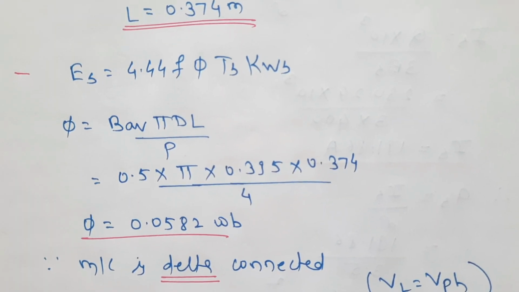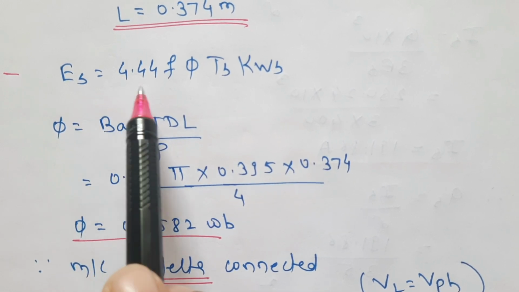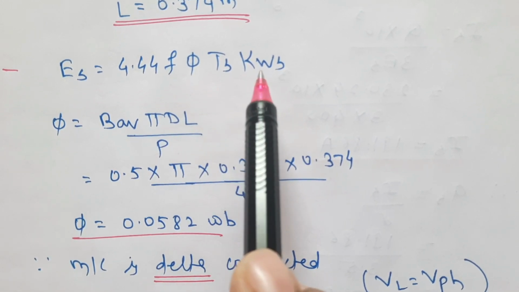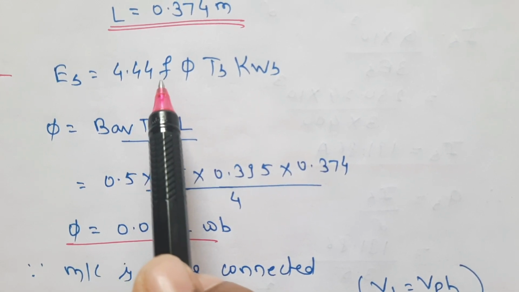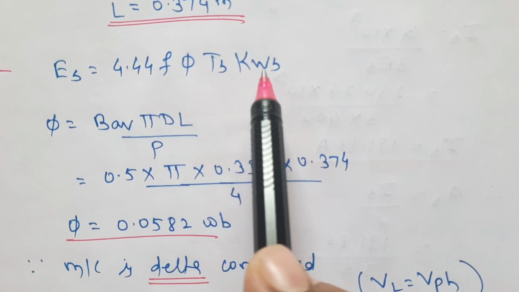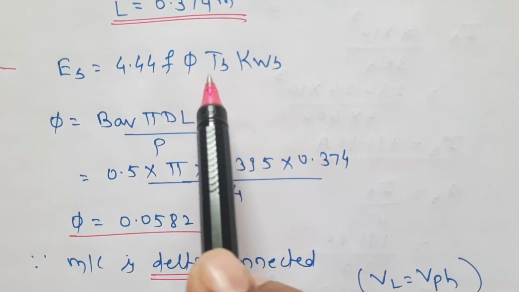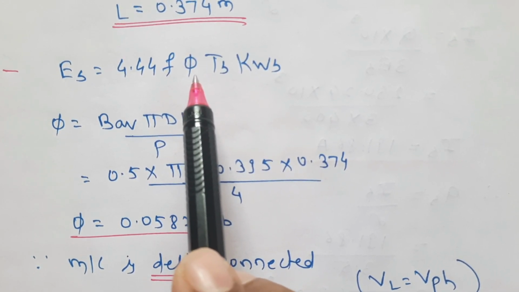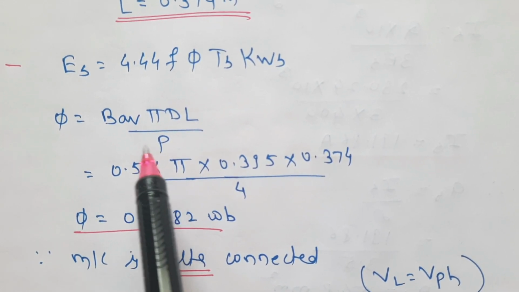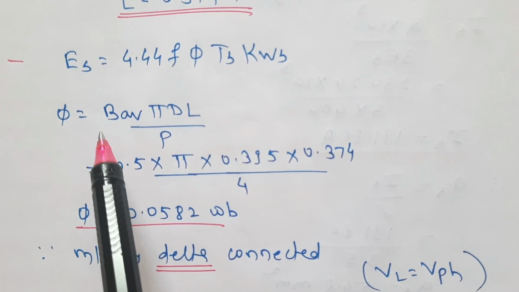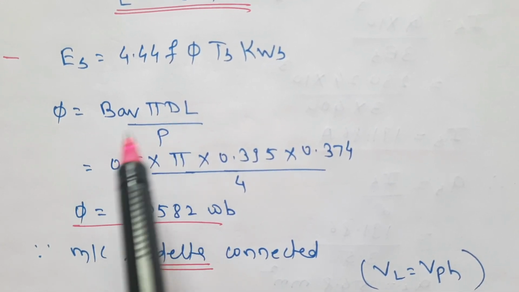Now, to find stator turns per phase, we know the relation, that is ES is equal to 4.44 F phi TS kWs. In this equation, we know the value of ES, 4.44 is constant, F is 50 Hz frequency, kWs is the winding factor, but we don't know the value of phi and TS. Therefore, first we have to find the value of phi, that is phi is equal to BAV into pi dL divided by P. This equation is derived from the formula of specific magnetic loading, that is BAV is equal to pi P divided by pi dL.